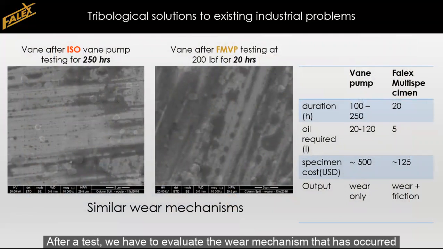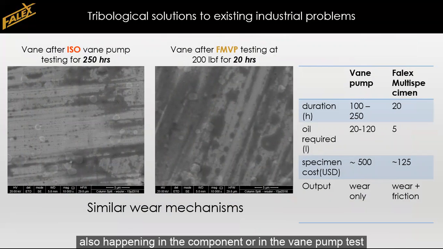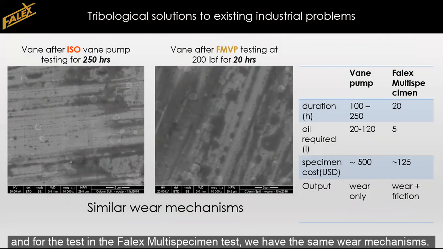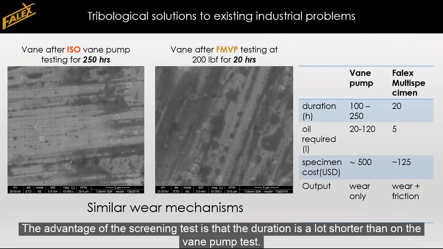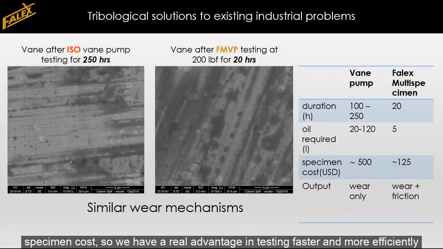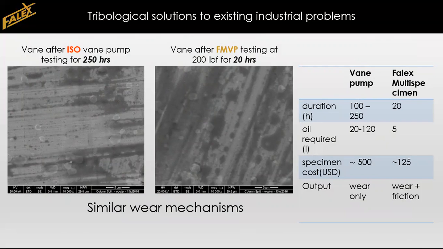After a test, we have to evaluate the wear mechanism that has occurred on these vanes, and we have to verify that it's the same wear mechanism that is also happening in the component or in the vane pump test. And as we can compare these two scanning images, we can see that with the test method we have on the Vickers vane pump test or the test method we have on the multi-specimen test, we get similar wear mechanisms. The advantage of the screening test, of course, is that the duration is a lot shorter than on a vane pump test. We also need to use a lot less oil, and one test is also less costly in specimen costs. So we have a real advantage in testing faster and more efficiently.